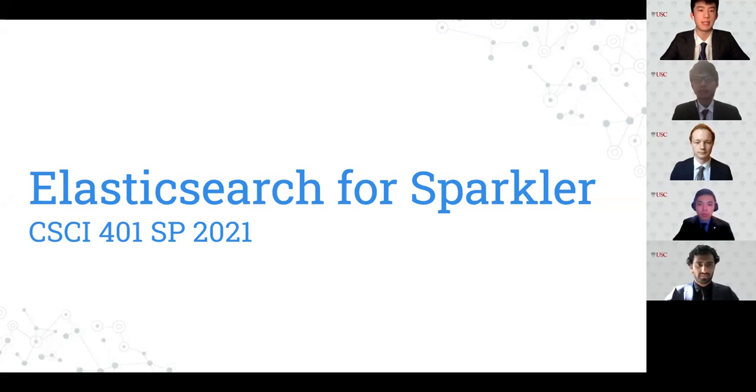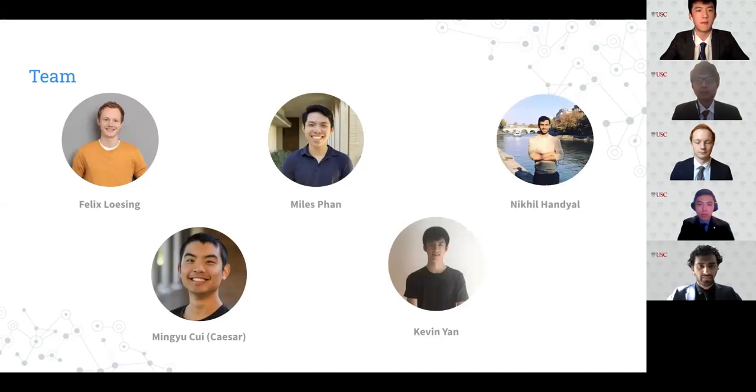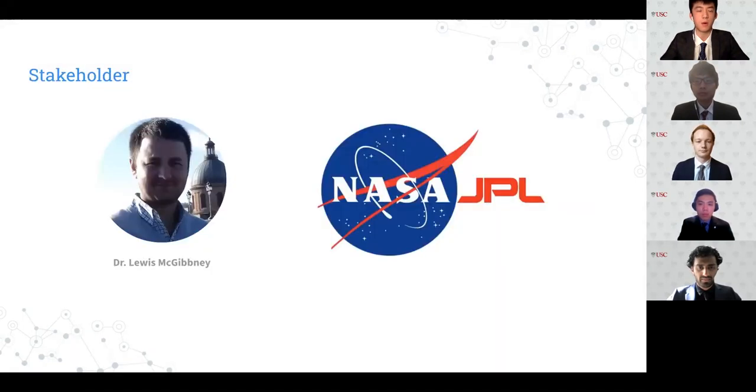Our project is Elasticsearch for Sparkler. Our team consists of 5 members. We have Felix, Miles, Nikhil, Caesar, and Kevin. And we are working for a stakeholder, Dr. Louis McGibney, who is a data scientist working at NASA JPL.